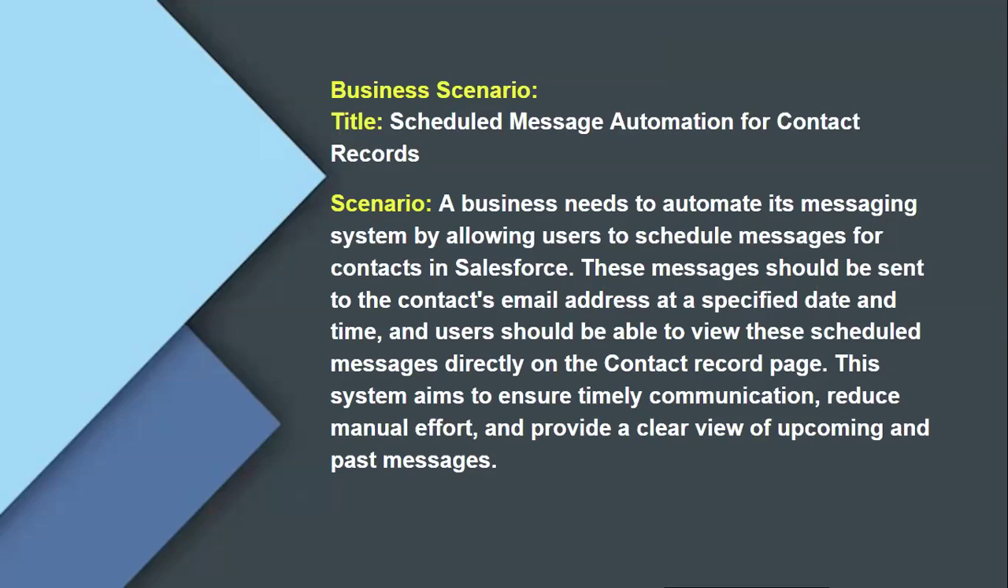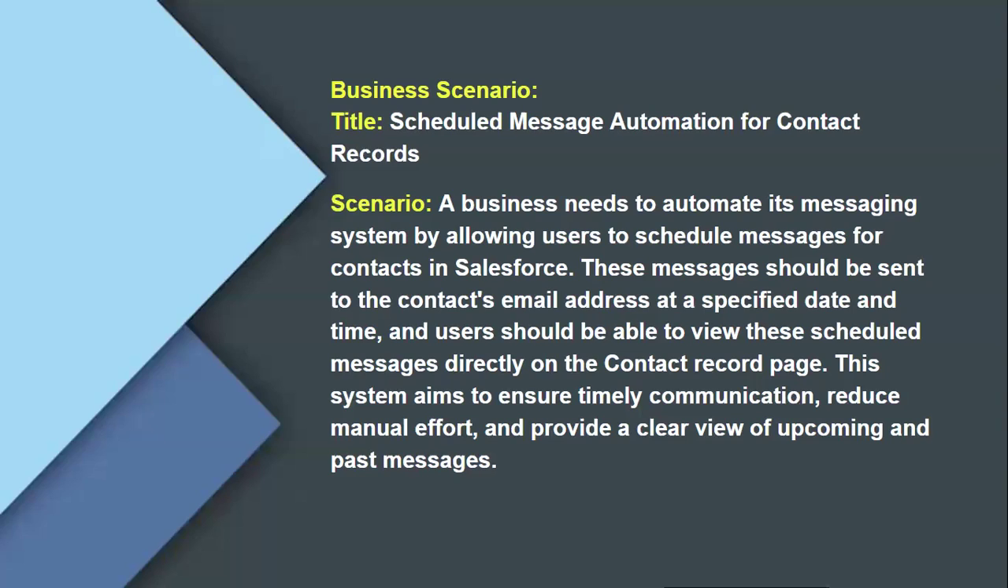So the business needs to send a message on the user's scheduled date and time. We can handle this from the contact record page. On the contact record page, they can create a scheduled message record. They give the scheduled date and time and the message. That message will be sent by email to the respective contact person. So this is the overall business scenario.